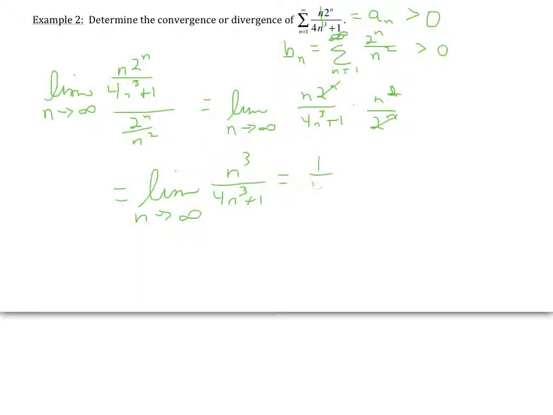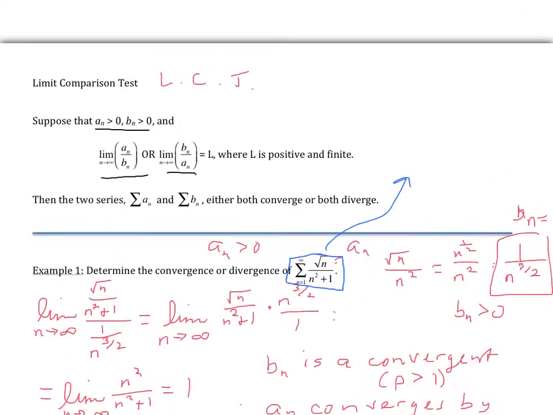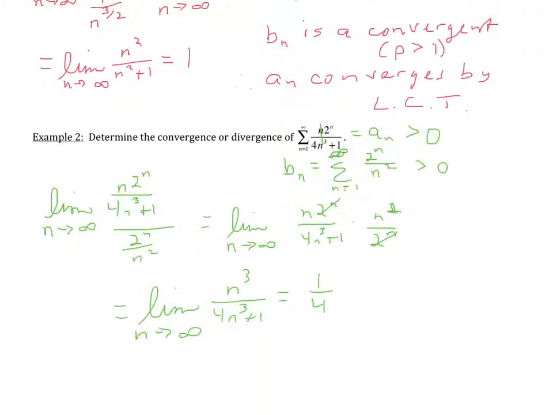It's going to be 1/4. So that is positive and finite. So we are good on the second requirement. We have two positive series, and we have a limit that is positive and finite.